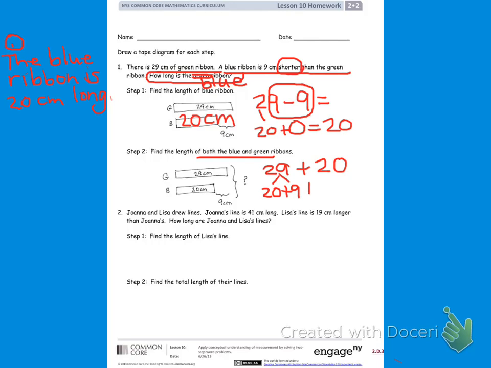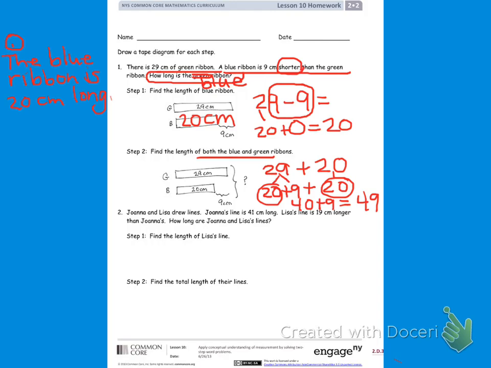And I'll leave the addition sign in the 20. I circle the tens because that makes it easier for me. 20 and 20 is 40. And I leave the plus 9. 40 plus 9 is 49. So the length of both the green and blue ribbons is 49 centimeters.